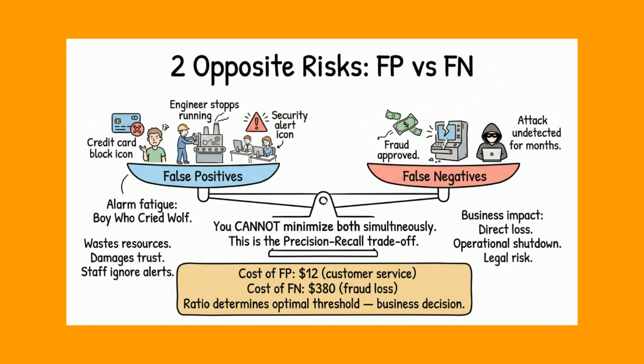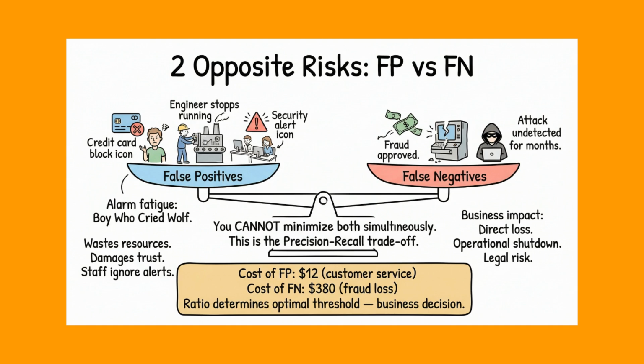The second risk is false negatives. This is when the system misses a real anomaly. Fraudulent transactions go through undetected. A machine fails without warning. An attacker moves through the network for months before anyone notices. The consequences are direct financial loss, operational disruption, and in industries like aviation, potential loss of life. You cannot minimize both simultaneously. This is the precision recall trade-off.